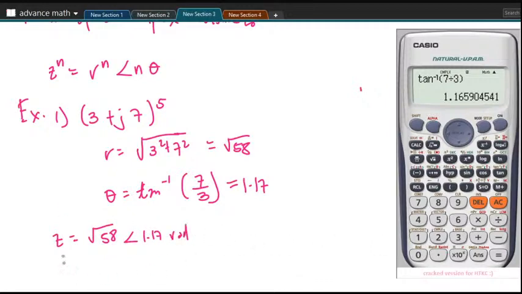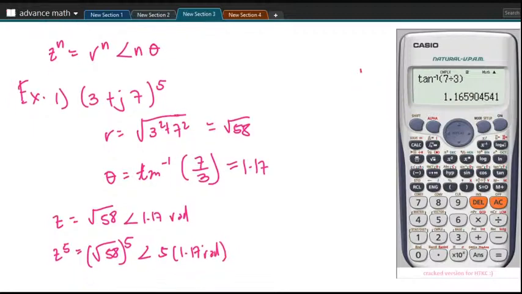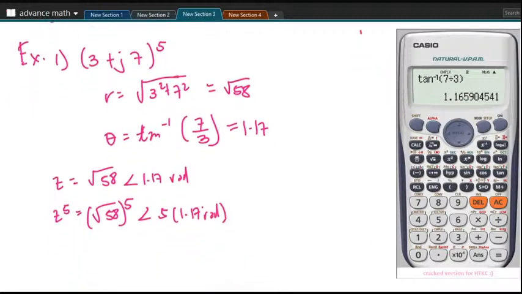So if we are going to raise our z to the 5th power, we will have square root of 58 raised to the power of 5, angle 5 times 1.17 radians, because our 5 here is the n. Let's just write this clearly. Then we will now have our answer.